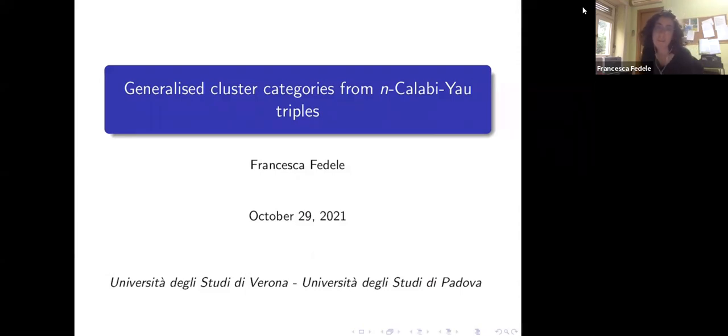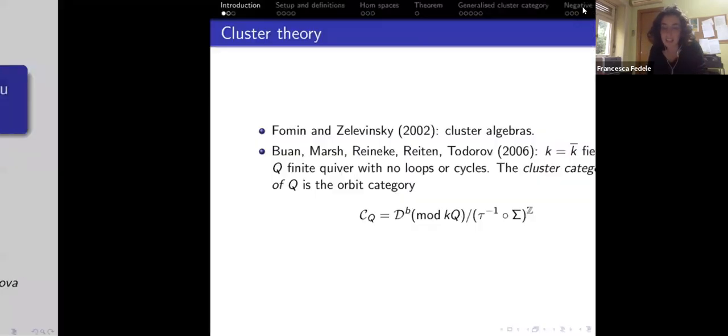I'm going to talk about generalized cluster categories that come from n-Calabi-Yau triples, and all the results I'm going to present today are from a paper that's been published in the Pacific Journal of Mathematics.